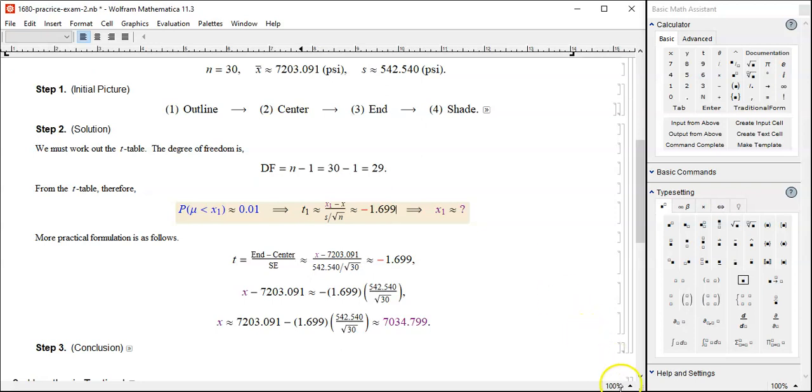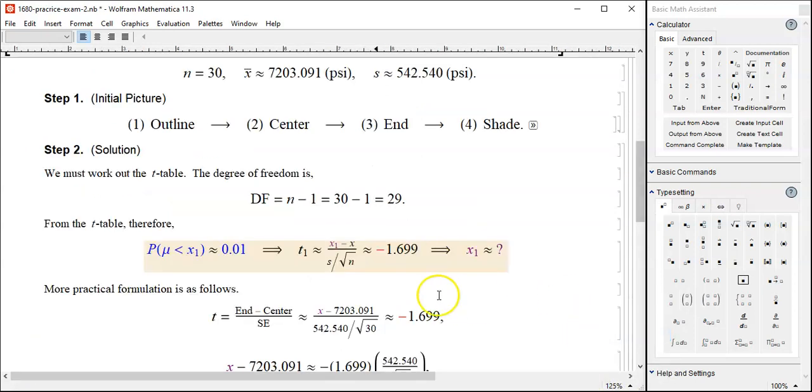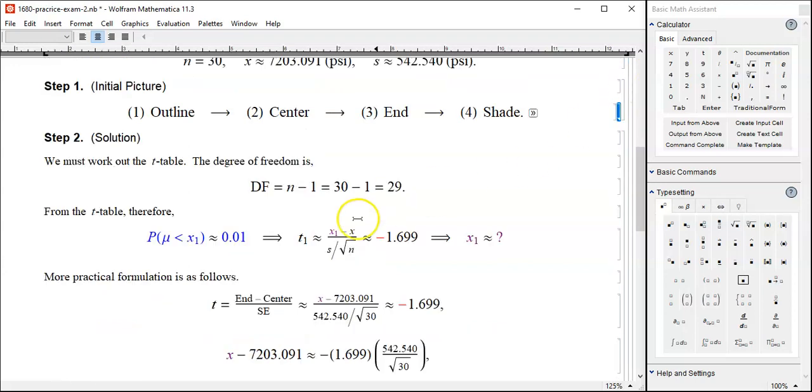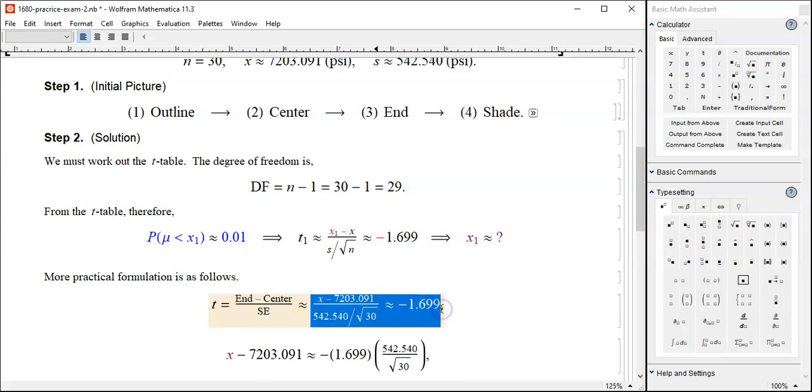Once you saw that, it's just algebra. Here we go. End minus center over SE is negative 1.699. X is the end you're looking for. Let's go to the picture again. End minus center, 7,203. End minus center is the numerator. And SE is the standard deviation S over square root of n. So we have this equation here, and let's solve it.